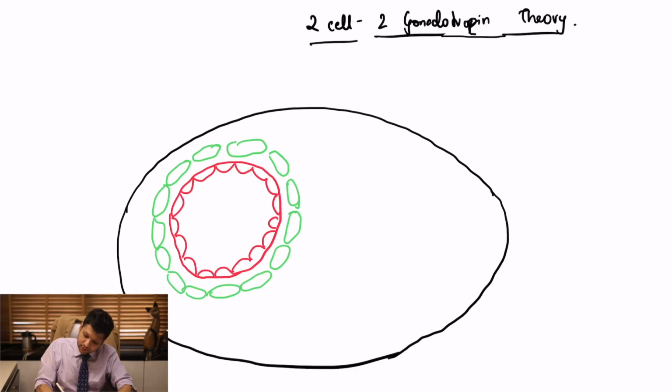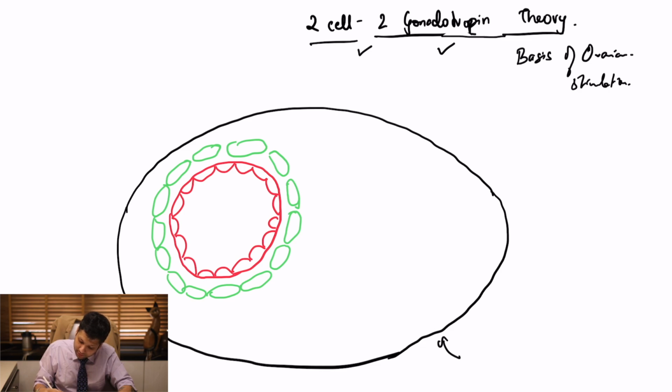Today's masterclass is going to be a quick masterclass on two-cell, two-gonadotropin theory. We must remember that this theory, if you know correctly, forms the basis of ovarian stimulation. So what I've drawn here for all of you is actually the ovary. So this is the ovary. This is a representation of the same.